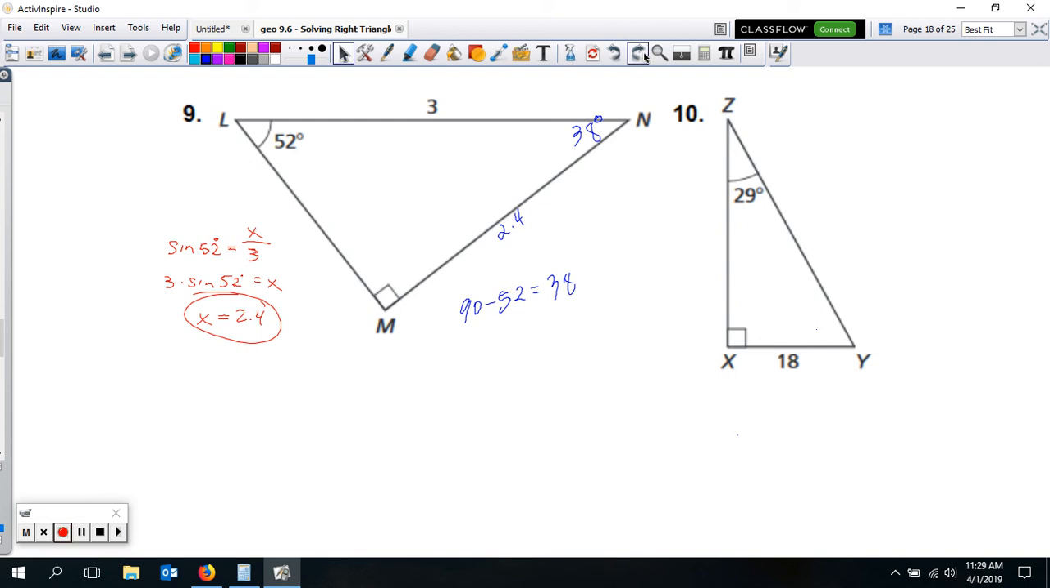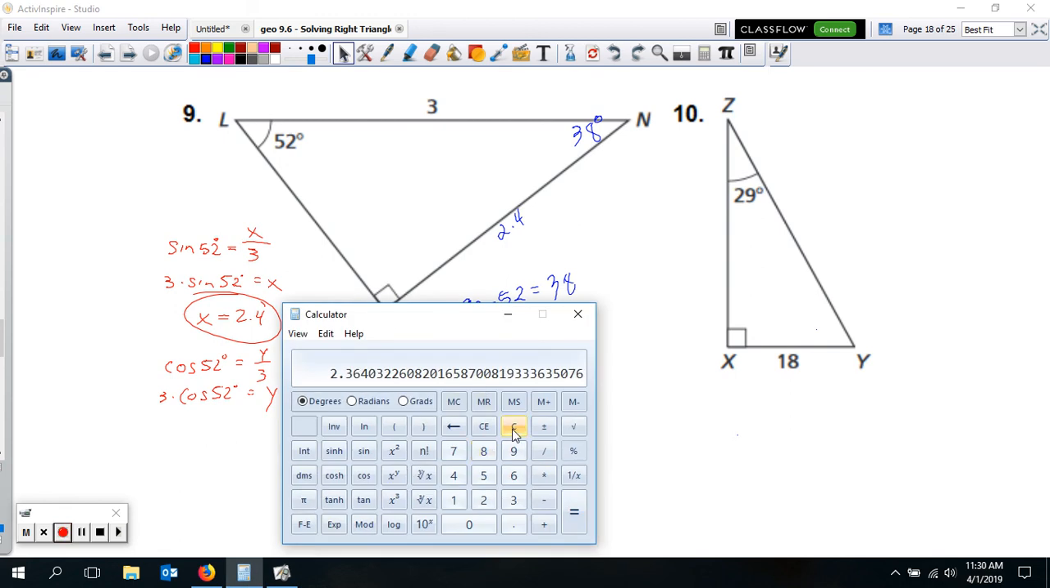And then to find the other side, we can do the cosine this time, which would be adjacent to 52, using 52 again. Adjacent to 52 over hypotenuse. So I'm going to say y for this one, so it's not the same as x. So multiply both sides by 3, so 3 times the cosine of 52 degrees equals y.